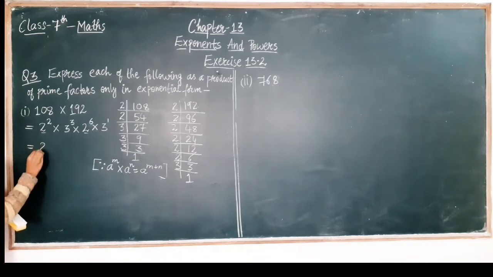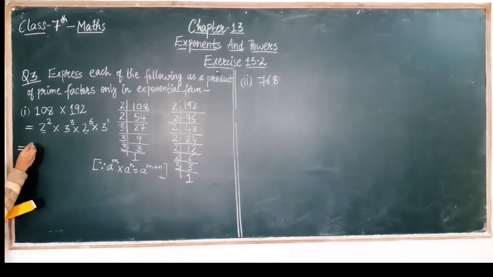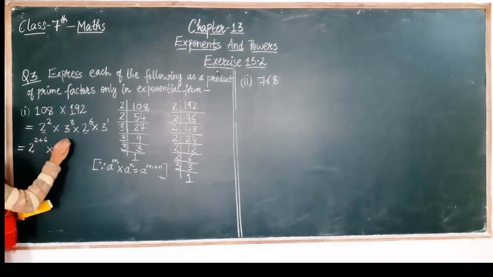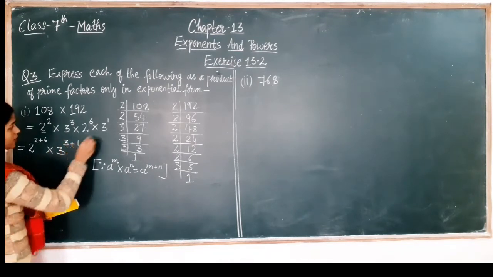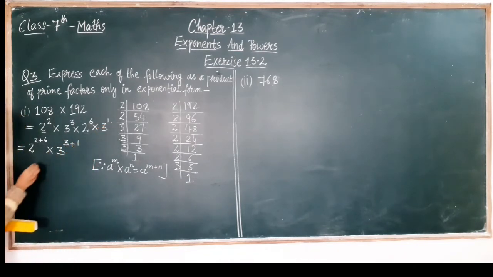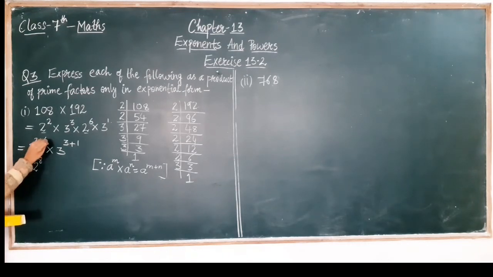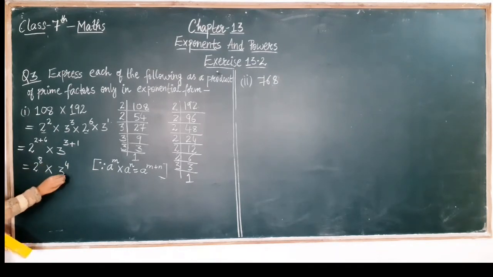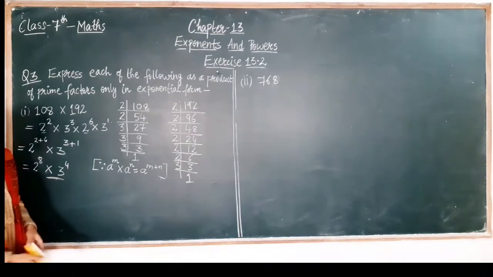Okay. So here we can write 2 raised to the power 2 plus 6 multiplied by 3 raised to the power 2 plus 1. Here the power is 1. So our answer would be 2 raised to the power 2 plus 6 is 8, so 2 raised to the power 8, and 3 plus 1 is 4. So the answer would be 2 raised to the power 8 multiplied by 3 raised to the power 4. So this would be our answer.